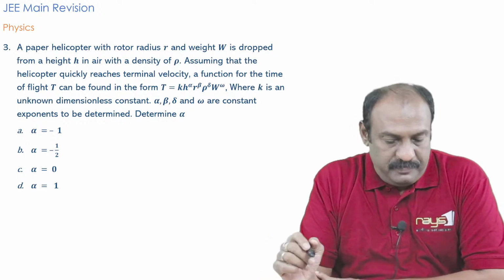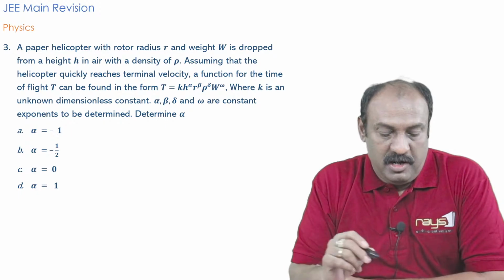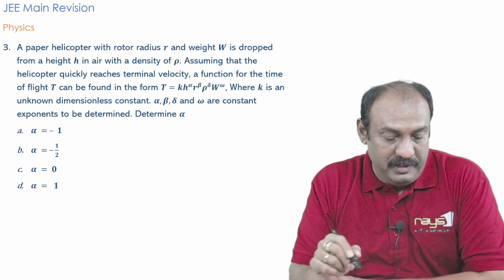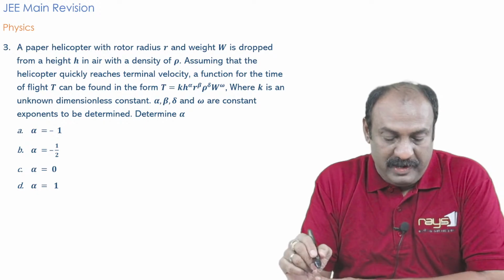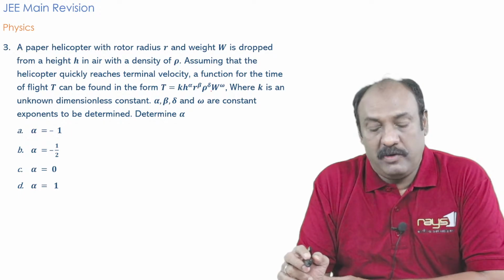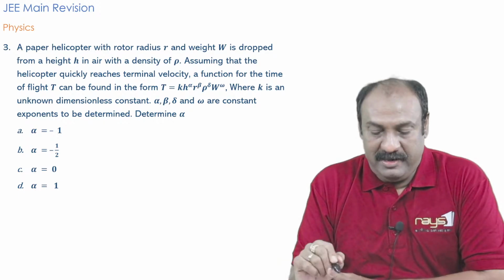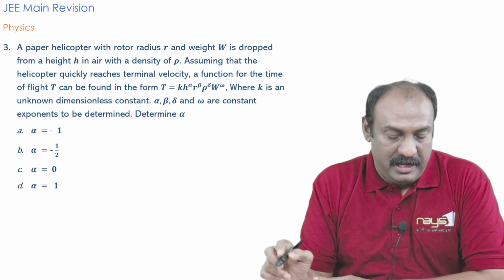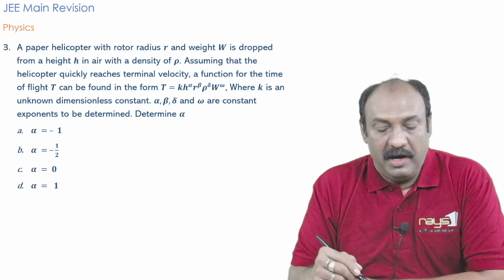Question number 3. A paper helicopter with rotor radius R and weight W is dropped from height H in air with density rho. Assuming that the helicopter quickly reaches the terminal velocity, the function of the time of flight t can be found in the form t equals k into h to the power alpha into r to the power beta into rho to the power delta into w to the power omega, where k is an unknown dimensionless constant. Alpha, beta, delta and omega are constant exponents to be determined. Then find the value of alpha.